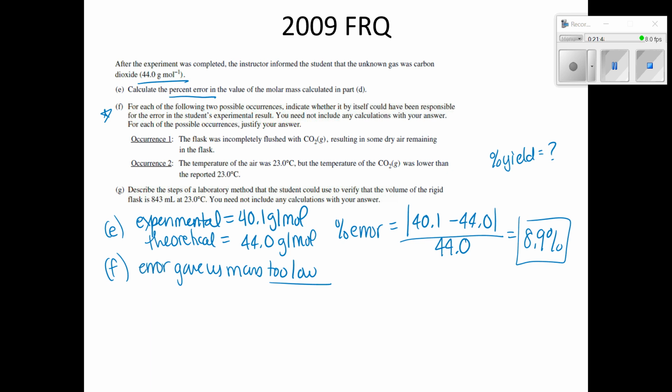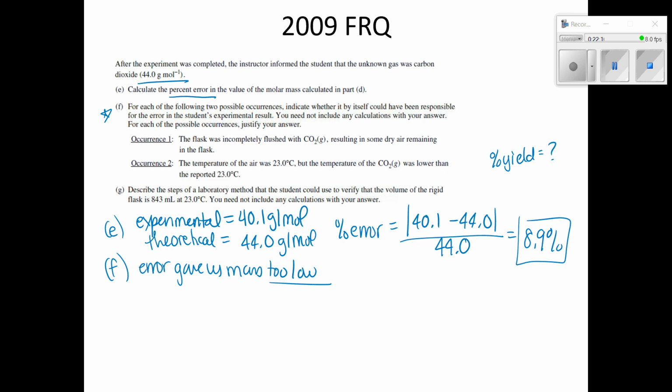Occurrence number one could be responsible because the dry air left in the flask could be less dense than CO2. So that would result in a lower mass of gas and a lower molar mass finding. And then occurrence two is, what if the temperature of the CO2 was lower? That occurrence could not have been responsible because the density of a gas is greater at a lower temperature. So then you would have ended up with a higher mass of gas in there and gotten a higher calculated molar mass.